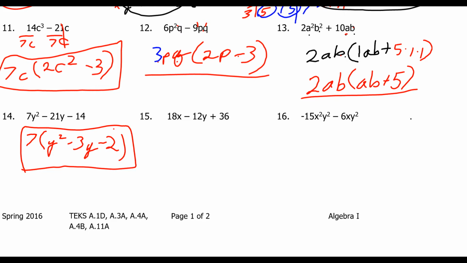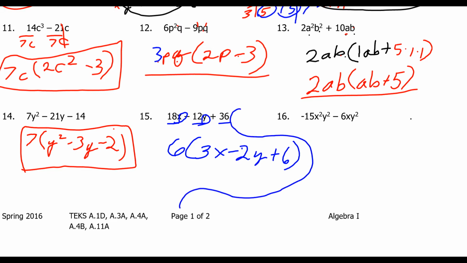Okay, we can pull out a number that goes into all three of those. I'm going to go with 6. And if you notice, we don't have a common variable to pull out. So what we're going to do is we're just going to say 6 on the outside of 3x minus 2y plus 6. And there it is. It's that simple.